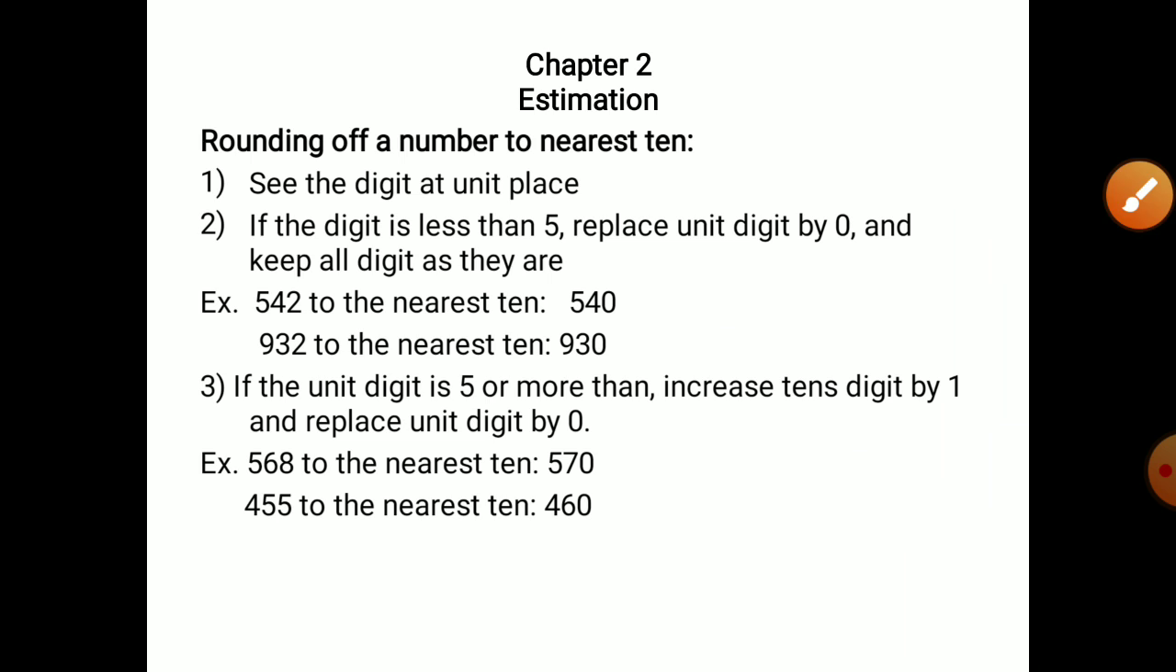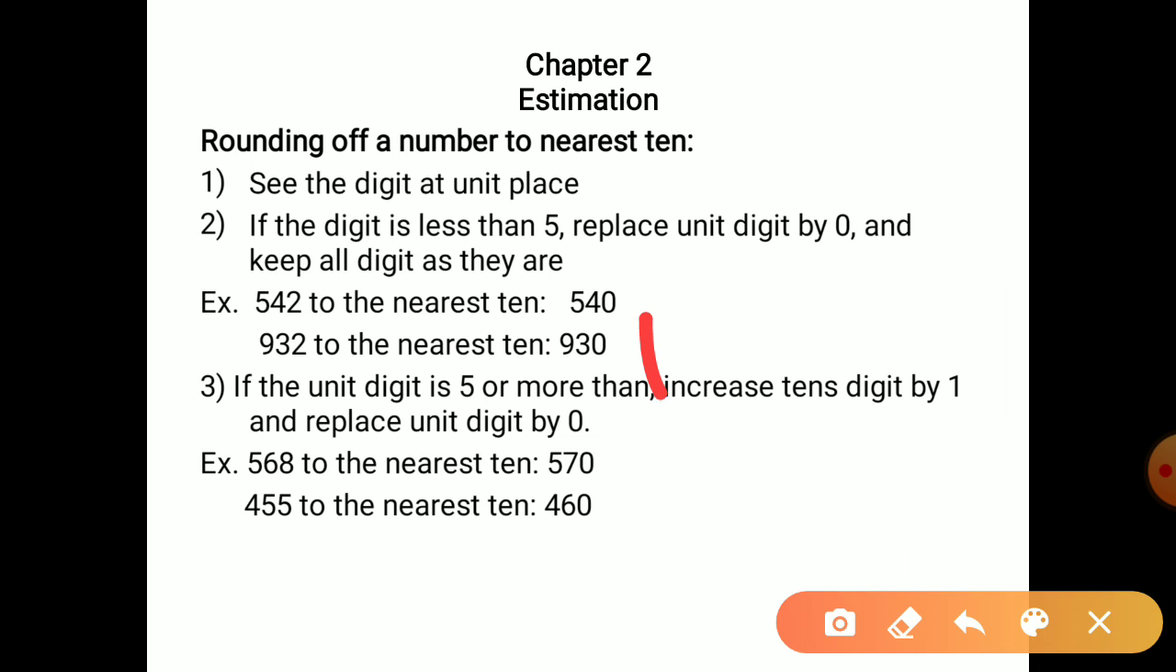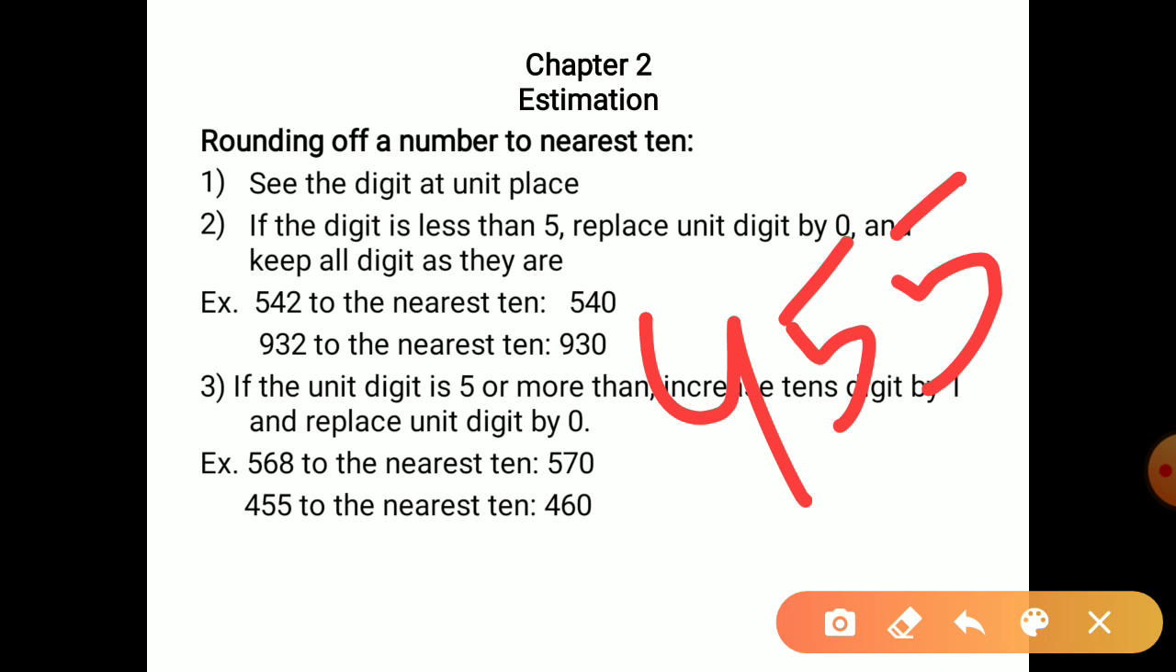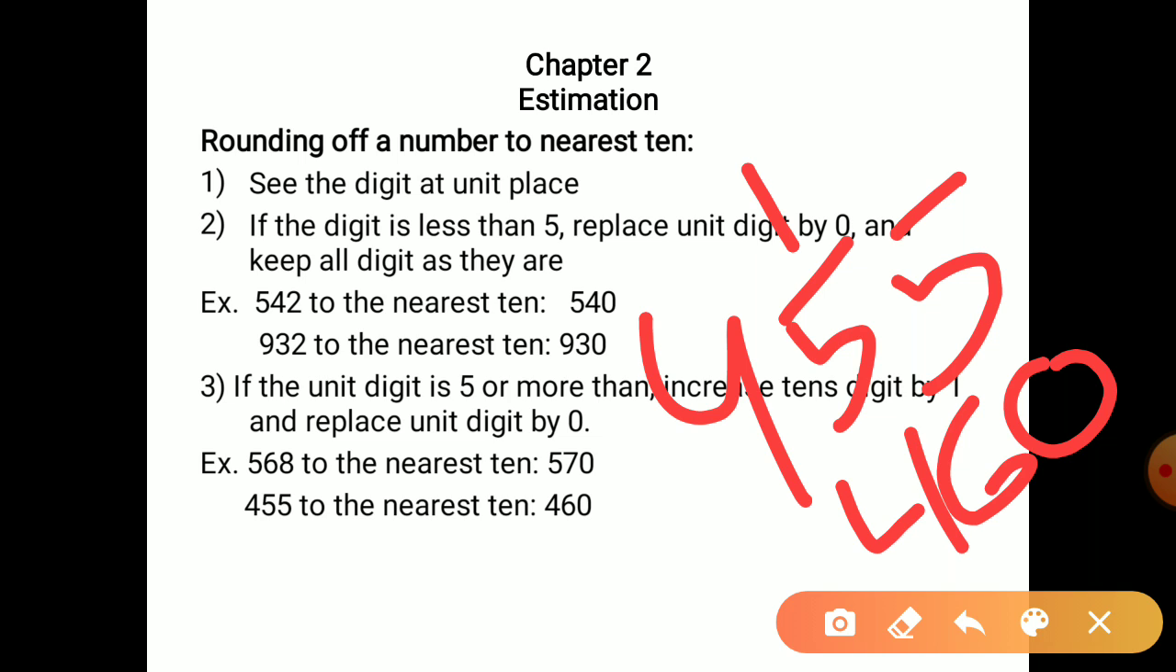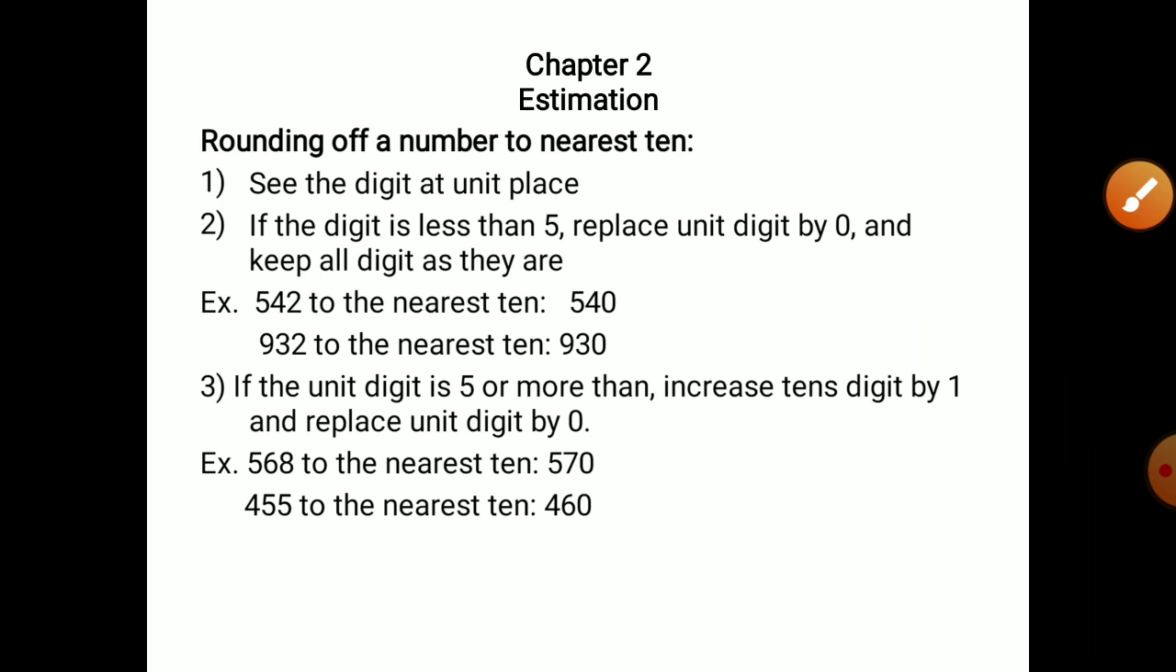Now take one more example. Next number is 455. Now 5 is equal to 5, so we will write 0, then we will add 1 to the 5, 5 plus 1 is 6, and we will write 4 as it is. So our answer will be 460. Now I hope that you all have learned how to round off a number to the nearest 10.